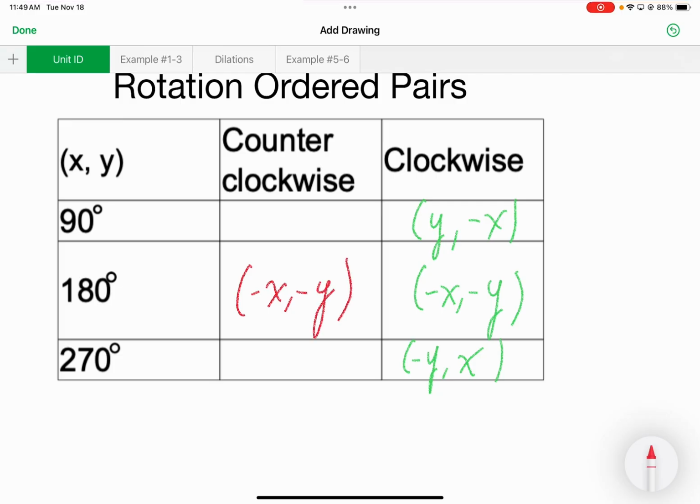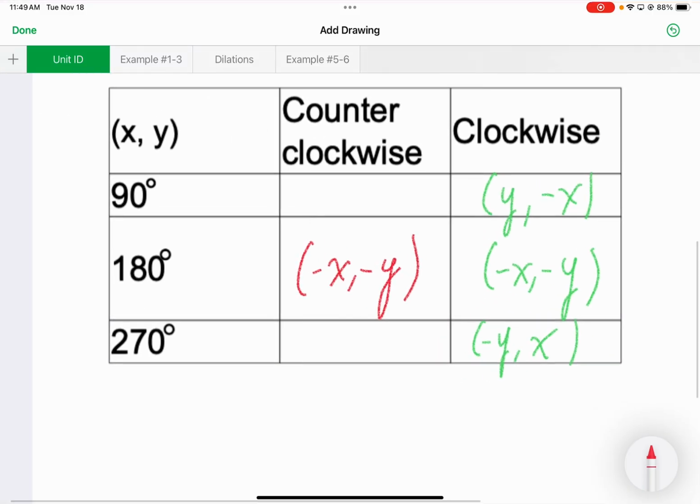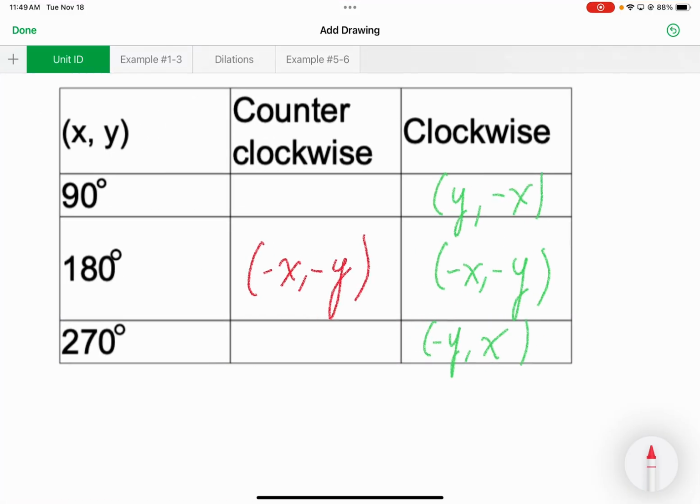Now what about for 90? It's just going to be the same as the 270 clockwise rotation. So that's going to be negative y, x. And then for 270, what would that be? y, negative x. Good.